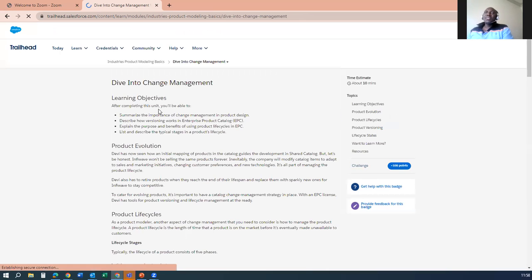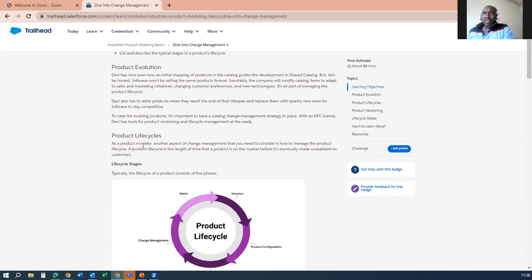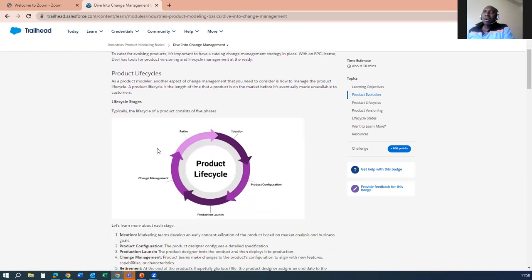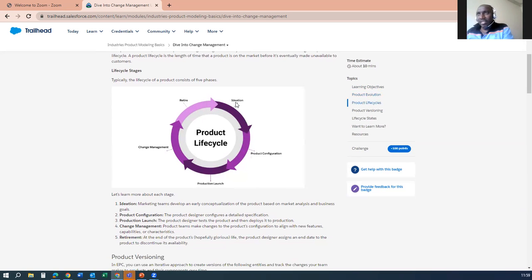So I'll go to the last unit, which is dive into change management. So the learning objectives are these four. We have the product evolution, read about that, the product life cycle, read about how the product moves through the different stages. That is what they call the product life cycle. It moves from here, and then it comes back to the same cycle. You see it has the ideation, then the product configuration, the product launch, then there's change management, and then they retire. So after retiring, it has to repeat the same cycle.